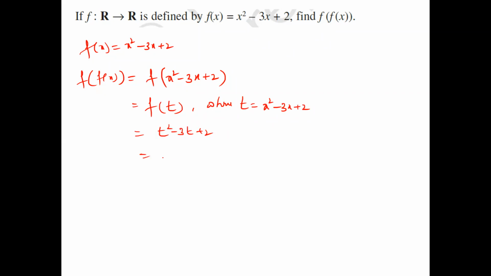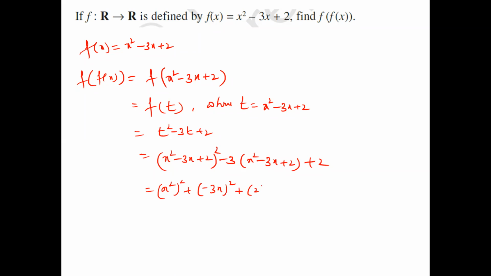What is the t value? x square minus 3x plus 2, minus 3 times, what is the t value? Again, x square minus 3x plus 2, plus 2. Now this is a whole square. I have to expand it according to the a plus b plus c whole square form, and minus this one I have to multiply. So what about this one? x square whole square plus minus 3x whole square plus c square, that is 2 square, plus 2ab.